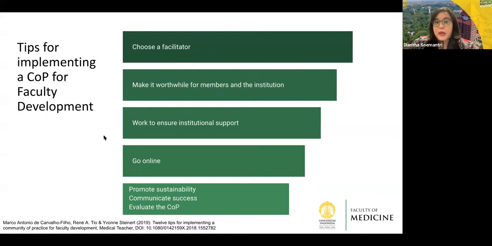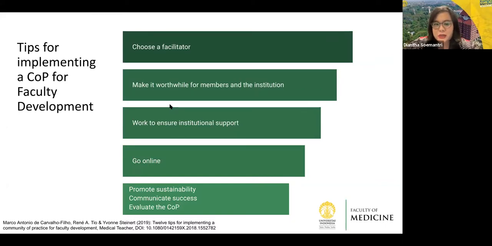Choose a facilitator. The facilitator is very important to guide the process, to initiate the process, to involve everyone, to contribute and to discuss and share in the COP. Make it worthwhile for the members and for the institution. This is, I think, what relates to the reward and recognition. When we reward teachers to attend a formal faculty development program, can we reward teachers when they are active in their community of practice, when they contribute to the COP and share something in the COP? Maybe that's something that we need to discuss and think about, because I'm not sure that it's there, this recognition or reward system, but we already have a reward system for the faculty who attend and join a formal faculty development program. But how can we reward or recognize the participation of faculty in the COP? That's perhaps something that needs to be studied further.